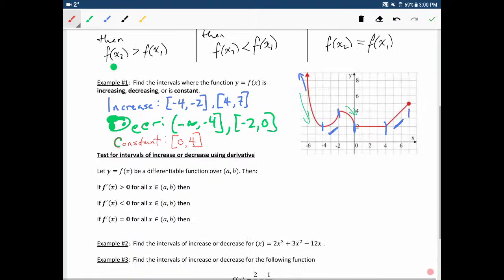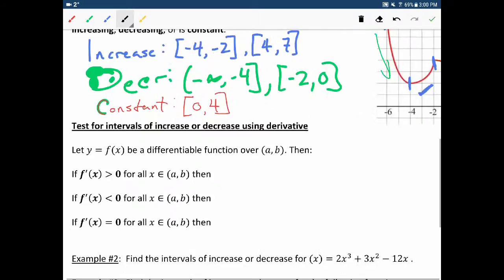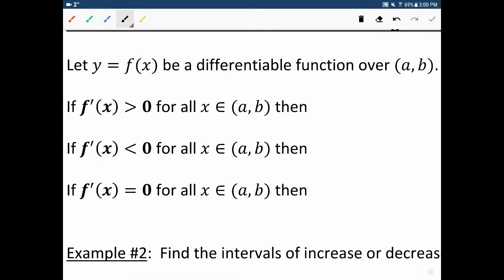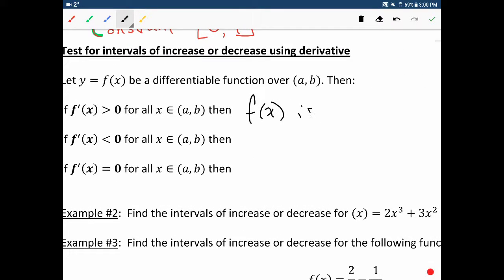So this wouldn't be calculus, of course, if we couldn't throw the derivative in there. We do have a derivative test to check these things. If the derivative of a function is greater than 0 for all x on the interval, then f of x, the original function, is increasing.